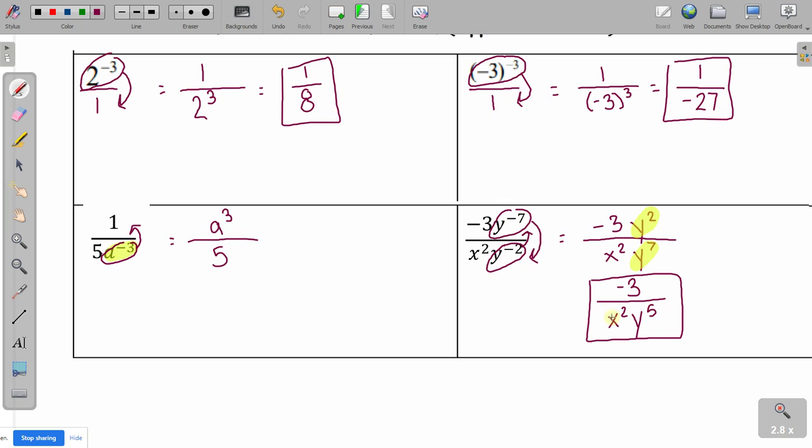So that is the first part of the properties of exponents. Please reach out if you have any questions.